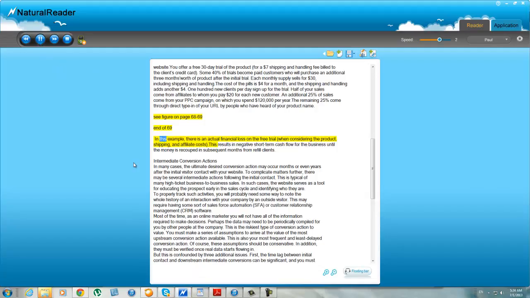End of 69. In this example, there is an actual financial loss on the free trial when considering the product, shipping, and affiliate costs. This results in negative short-term cash flow for the business until the money is recouped in subsequent months from refill clients.